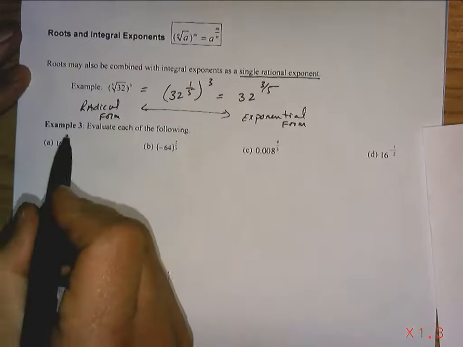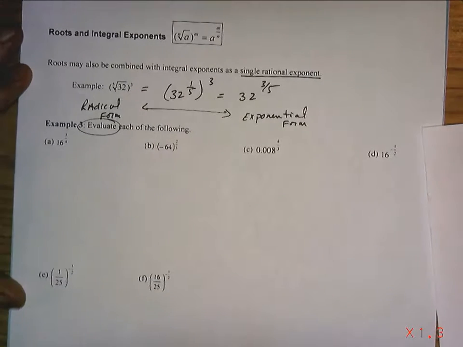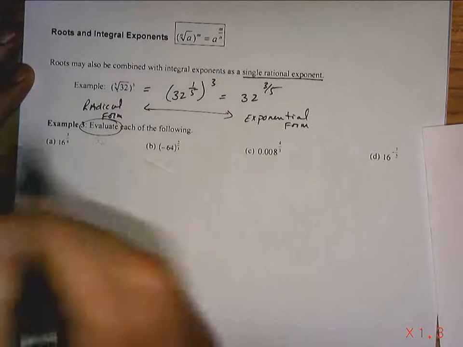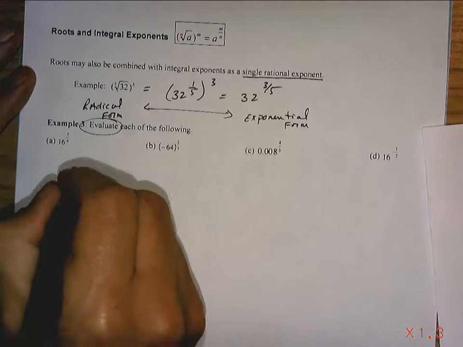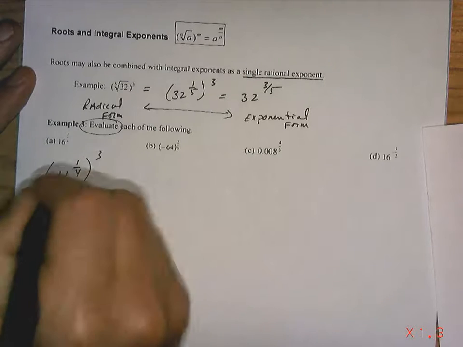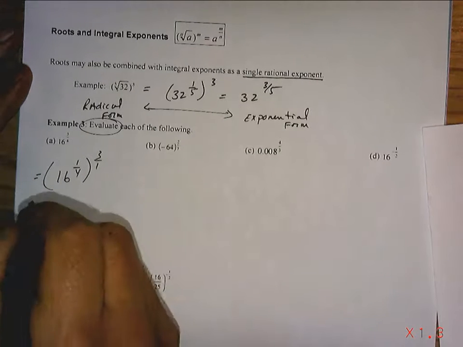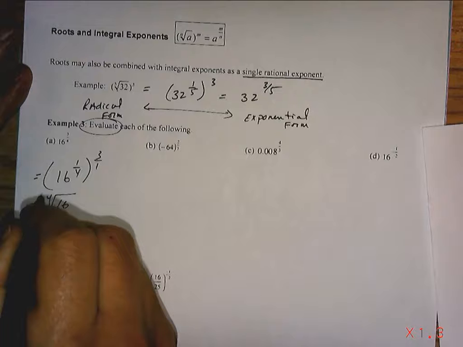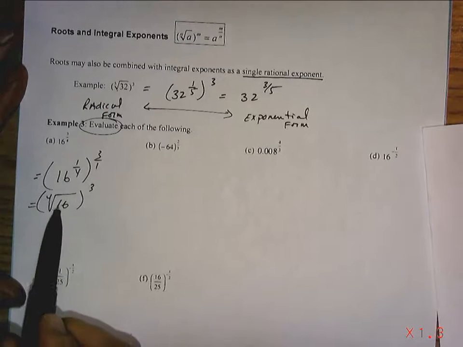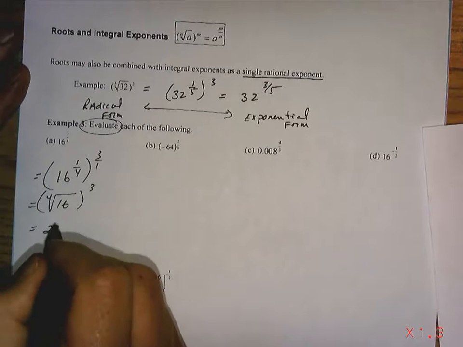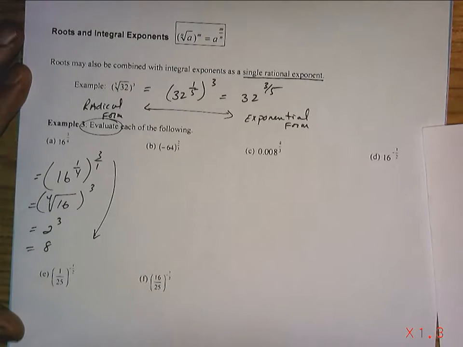So 16 to the 3 over 4. They want us to evaluate it, so get a numerical answer. To do this, we're not going to use a calculator. We're going to first change this into 16 to the 1/4 times 3 over 1, which is the 4th root of 16, to the 3. And then we just do it in order. The 4th root of 16 is 2, and 2 to the 3 is 8. And that is how you do a question like that.